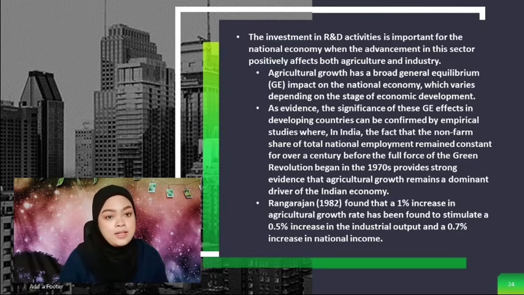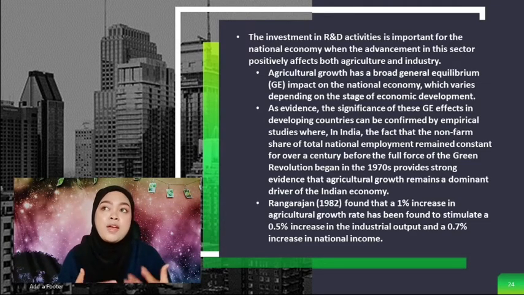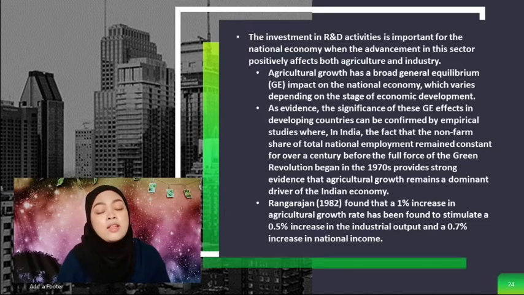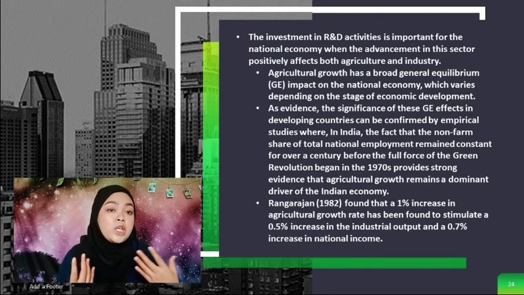So this study shows that the investment in agricultural R&D can provide a significant contribution to the country's overall economic growth. Okay, whenever we increase the agriculture sector, we can also increase the revenue of other sectors. So as a result, it can increase our national economy and socio-economic development.